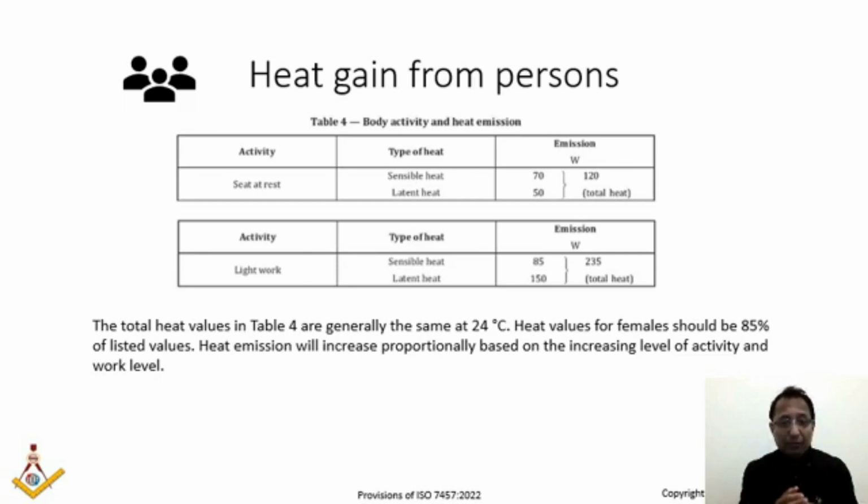Here also the total value in table 4 is generally the same as for 24 degrees Celsius, and as you could see earlier, I was talking about 27 degrees Celsius. It is mentioned there that even if you design for 24 degrees Celsius, these values are not going to change. And heat values for females should be taken as 85% of the listed values, and heat emission will increase proportionately based on the increasing level of activity and work level. So if you are going for sensible and light work, these are the values, and if it is heavy work, then you can increase these values proportionately. That is what this standard allows you to do.